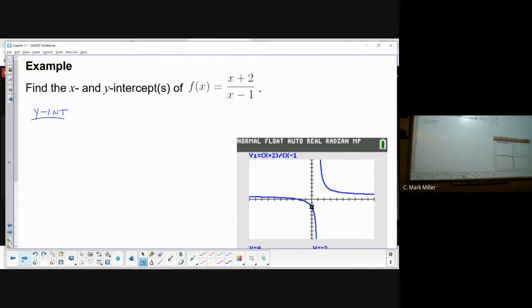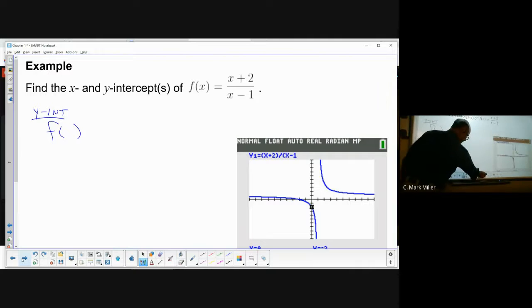But if there is one, there will only be one. Because if there were 2, it wouldn't be a function. You remember a function is if you pass a vertical line through the graph of a function, it only intersects the graph at most once. If it had 2 y-intercepts, it would intercept twice there. So the y-intercept, f of 0.